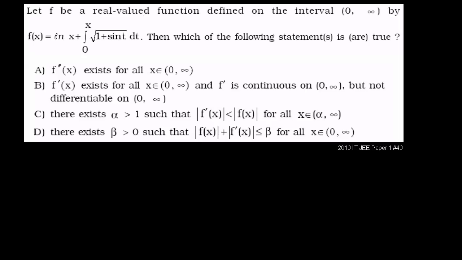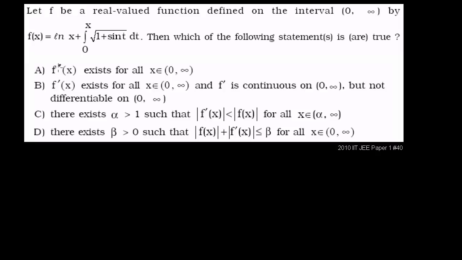Let f be a real valued function defined on the interval from 0 to infinity. It does not include 0. And f is defined as the natural log of x plus the definite integral from 0 to x of the square root of 1 plus sine of t dt. Then which of the following statements are true? More than one of these might be true, so let's figure them out.